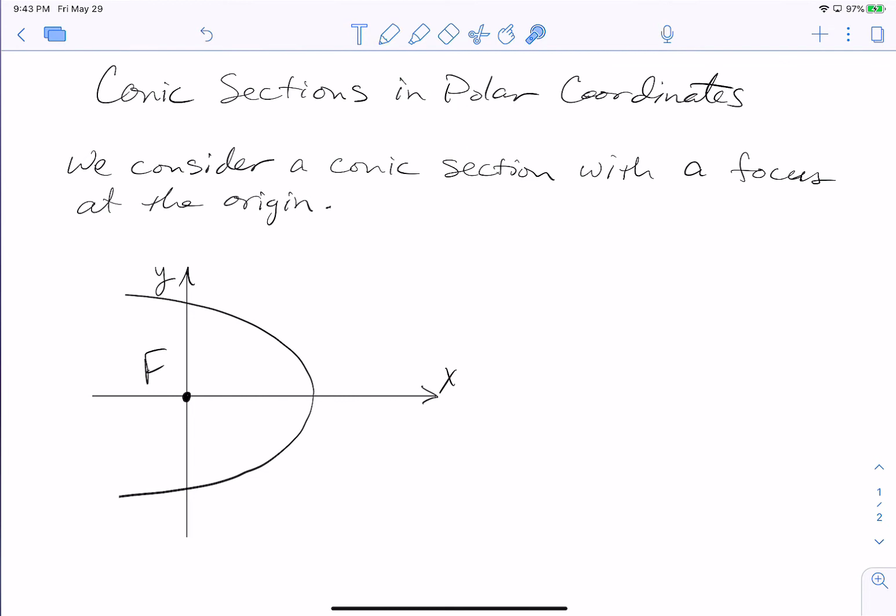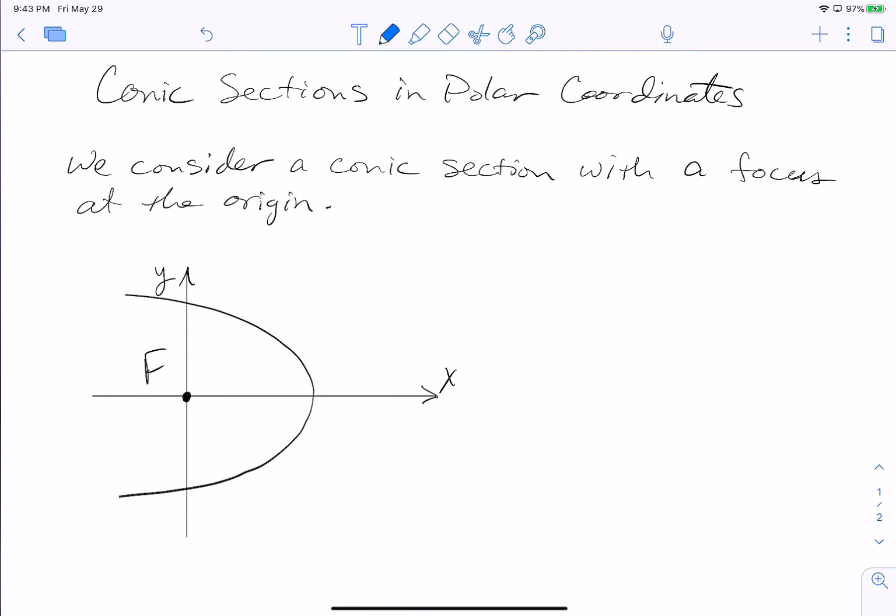In order to develop a polar equation of a conic section, we're going to start by considering a conic section with a focus at the origin. So that's what I have here. It's a generic conic section. We don't know if it's a parabola, ellipse, or hyperbola. As you can see, the focus is at the origin.